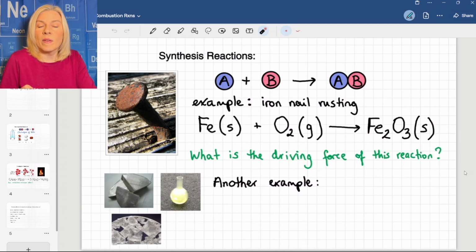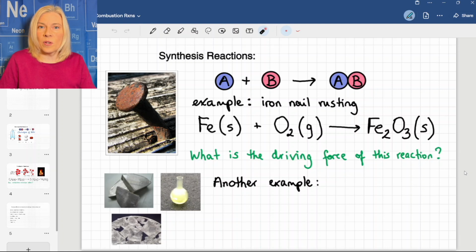First, we will talk about synthesis reactions. So here is a general cartoon picture. We have an element A reacting with element B to form a compound. A nice perfect example from real life is iron rusting. Now, I know it's not as easy as that. I know iron actually needs water to rust, but in very simplified terms, let's just say this is the reaction. So we have iron combining with oxygen to form iron(III) oxide, which is rust.